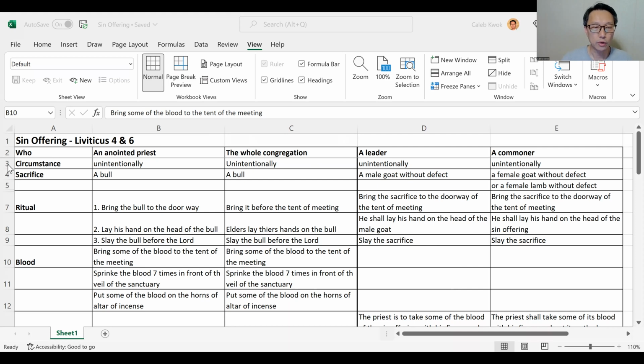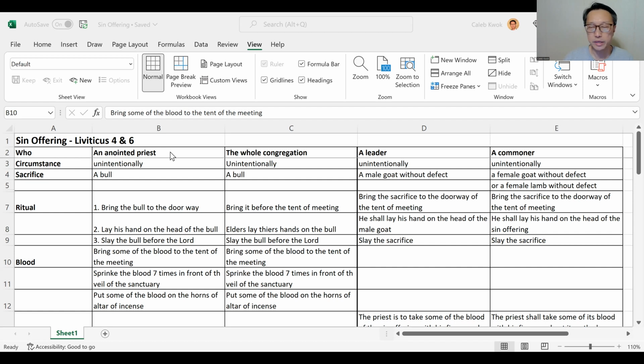And so when you go across horizontally, we have an anointed priest. An anointed priest, even though it didn't specify in chapter 4. Oh, I'm sorry. I should mention to you that the sin offering, we can find that information in Leviticus chapter 4 and also chapter 6. Chapter 6 is like a supplement to chapter 4. Okay. All right. So going back to who is going to make the sin offering, or who needs to offer a sin offering. So there are 4 kinds of people.